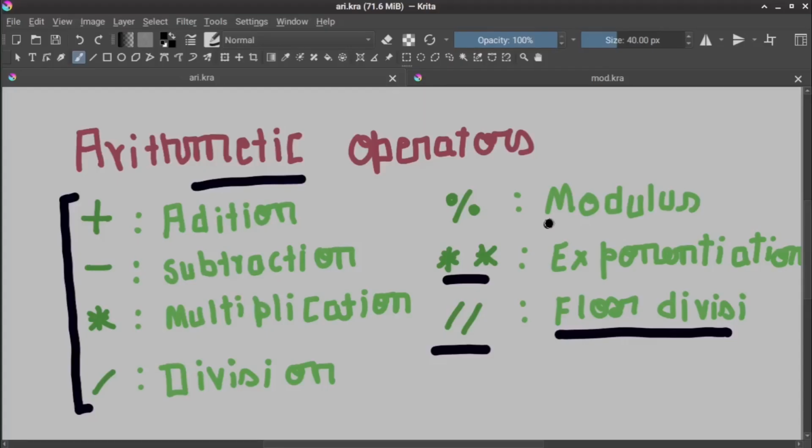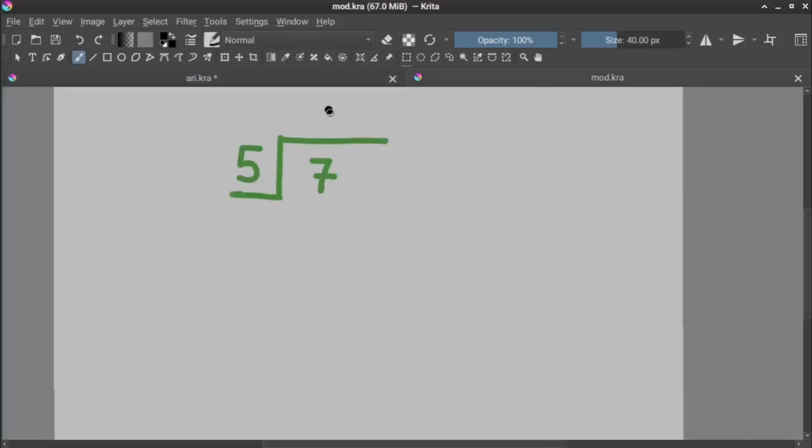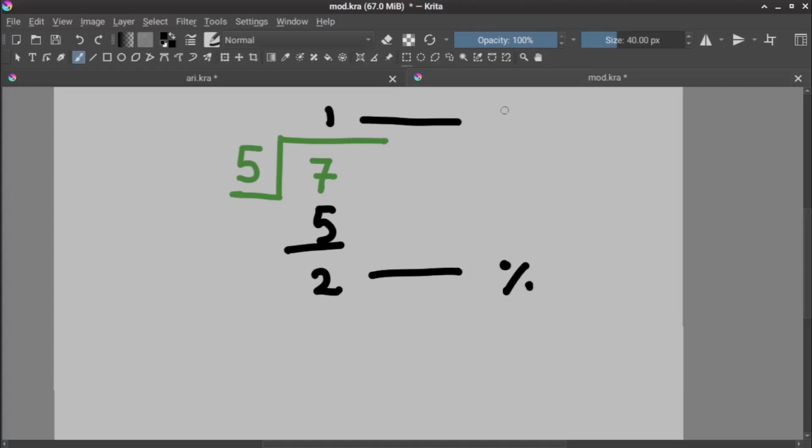At last, we have the modulus operator, which is denoted by the percent symbol. It gives the remainder after dividing two numbers. So if we divide 7 by 5, we get 2 as a remainder, which is denoted by this modulus operation, and 1 as a quotient, which is denoted by this float division operation.